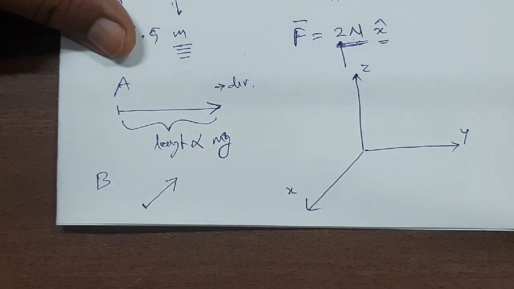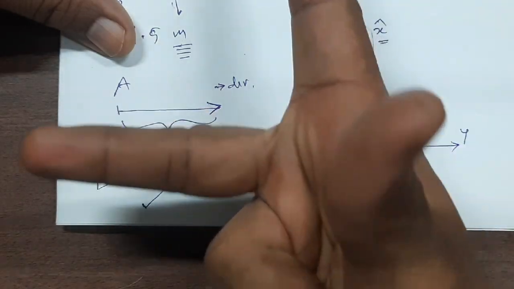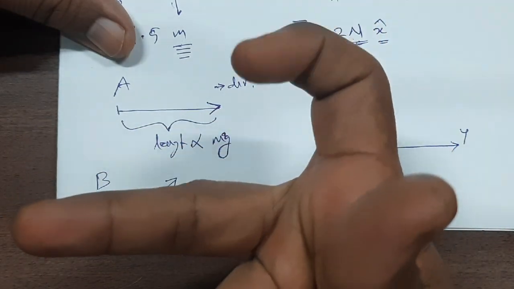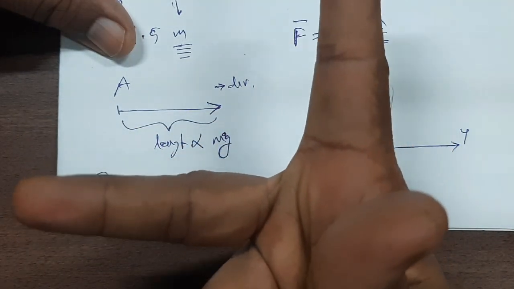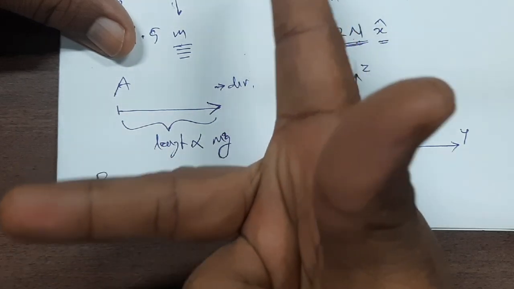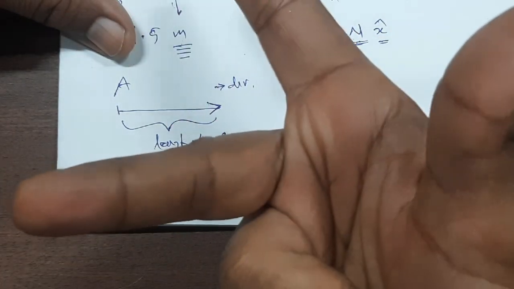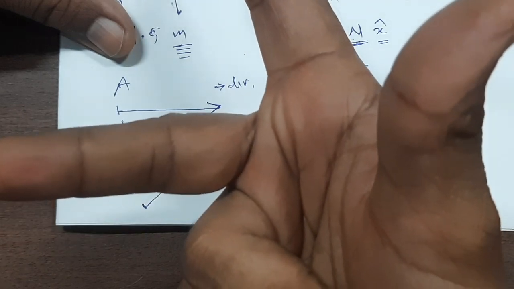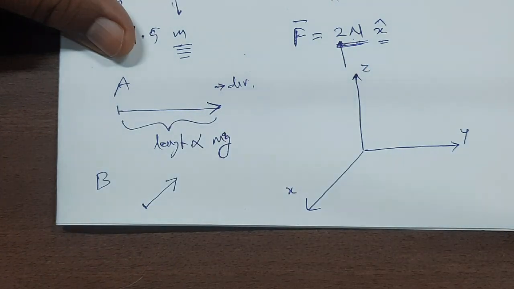In the classroom itself, I will show you the right hand. This can be treated as a right hand. The first finger of the right hand represents the x-axis. The second finger of the right hand represents the y-axis. And the stretched thumb, which is perpendicular to both the first finger and second finger, represents the z-axis, and that is known as a right-handed Cartesian coordinate system. Similarly, there is a left-handed Cartesian coordinate system too, but that we will discuss in the classroom.